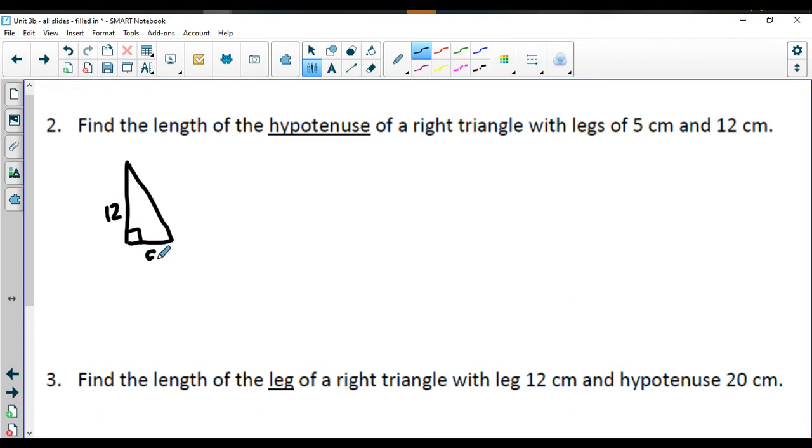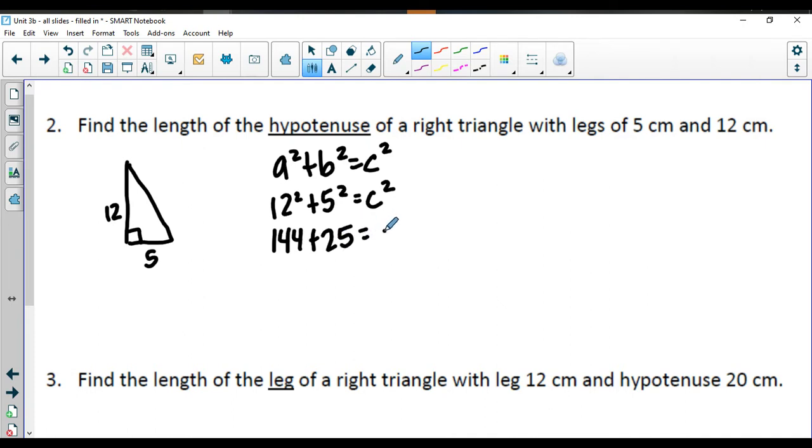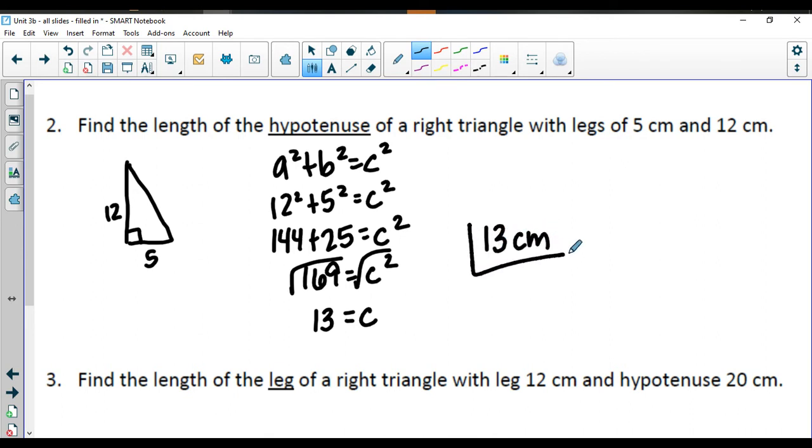So again, the legs are 5 and 12. We're going to be solving for c. So we have a squared plus b squared equals c squared. So we have 12 squared plus 5 squared. If you flip-flopped those, that's fine. 144 plus 25 is equal to c squared. Adding those together, you get 169 equals c squared. Take the square root to undo the square, and we get c is 13. So the hypotenuse would be 13 centimeters.